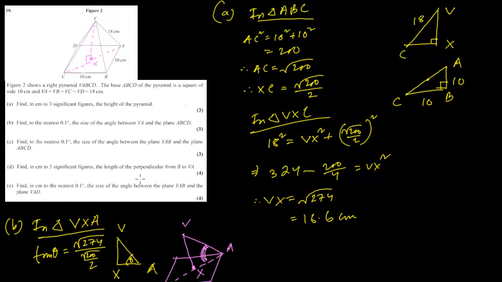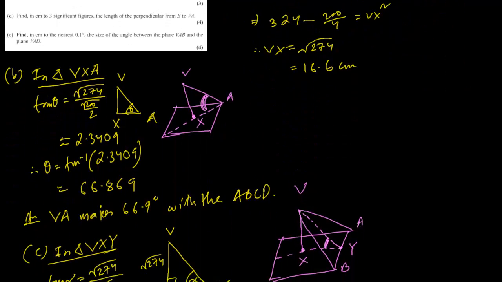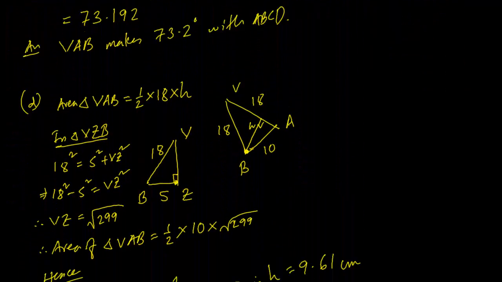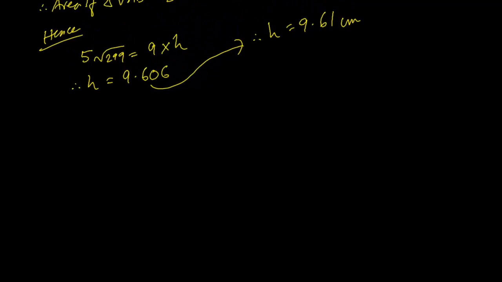Okay, the final one. So the final one is find the size of the angle between the plane VAB and the plane VAD. So we have this VAD on this side and VAB on this side. So we have to find the angle between these two planes. So usually what happens, the sums are interconnected. That's how they make the sum.